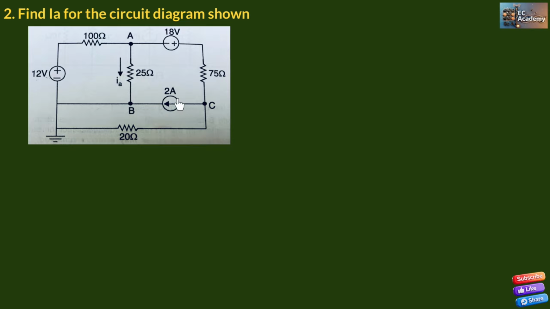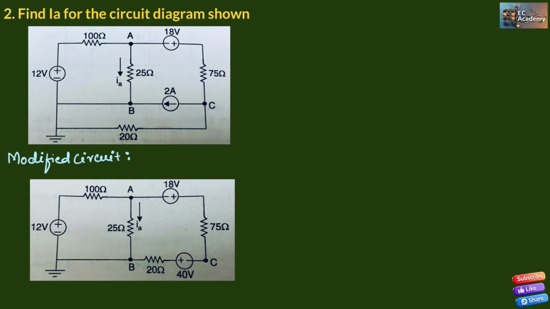To replace this current source by an equivalent voltage source, we need to multiply this current with the resistor value, and we need to replace this current source with a voltage source, and the same resistor should be connected in series with the voltage source. So 2 ampere multiplied with 20 ohm will be 40 volts. So between B and C, we need to connect a 40 volt voltage source in series with a 20 ohm resistor.